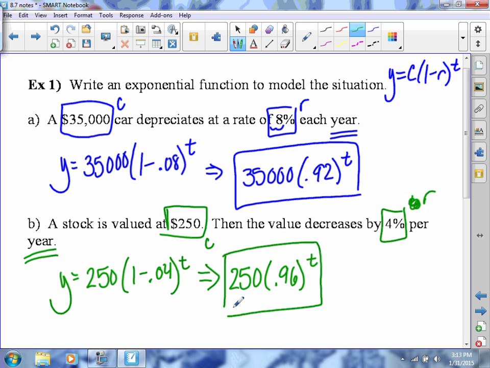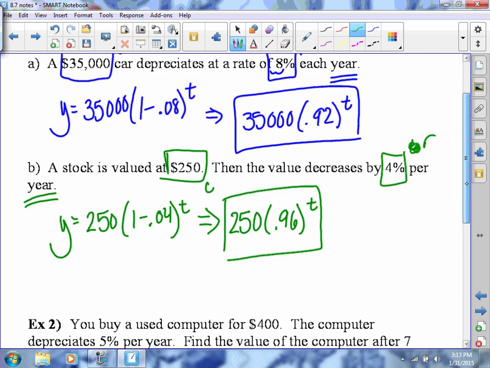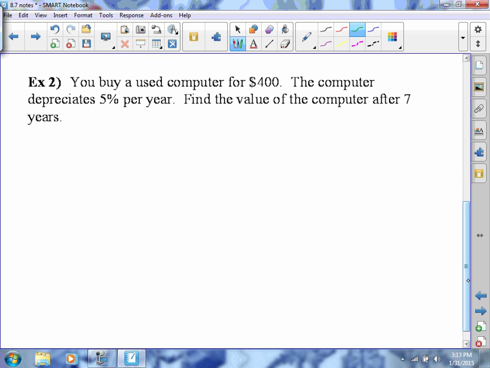So just like when we were dealing with exponential growth, we're still looking for those 3 key pieces of information. Now in example 2 here, and example 3, we're going to have some problems where they want us to actually go through and solve. They're going to tell us the time as well, so we can substitute that in. So for example 2, you buy a used computer for $400. The computer depreciates 5% per year. Find the value of the computer after 7 years.